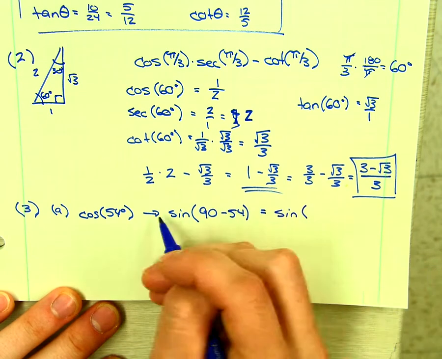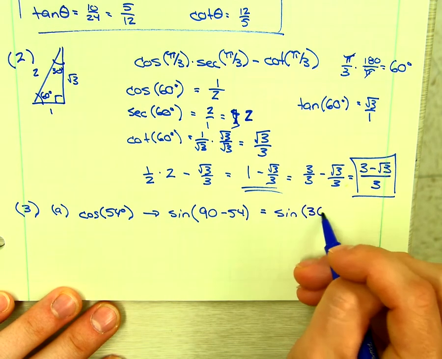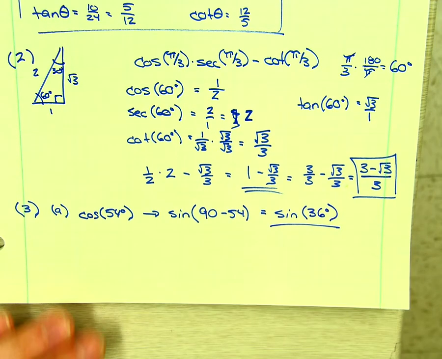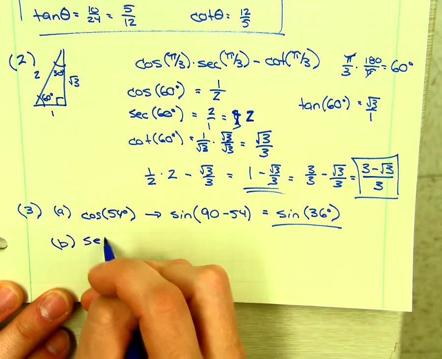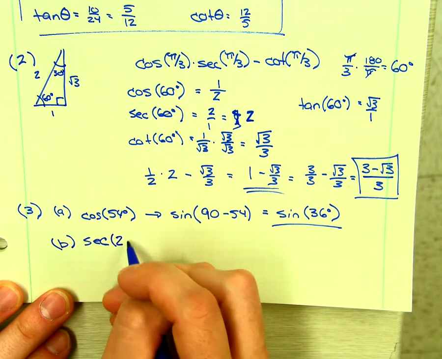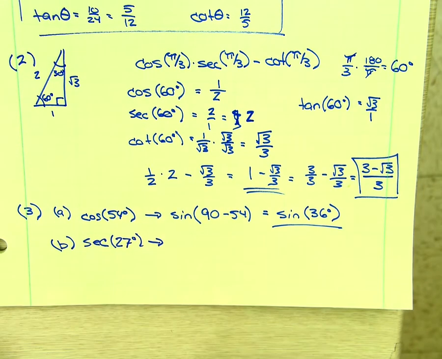So then I know that cosine of 54 degrees is also equal to the sine of 36 degrees. Done. Okay, problem B. Another one. This one, I'm looking at the secant of 27 degrees. I'm going to follow the same steps.